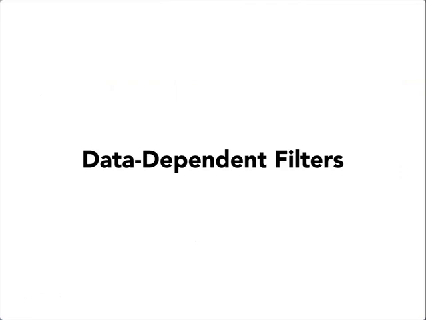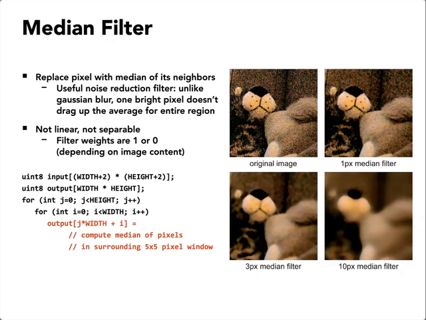let's move on to the next class of filtering operations, in this introduction and survey of image processing: image processing operations that have a data dependency in the filter. Okay, so what's the simplest example of this? We can consider a median filter. Okay, so what's a median filter? Here's an original image. So what does a median filter do?